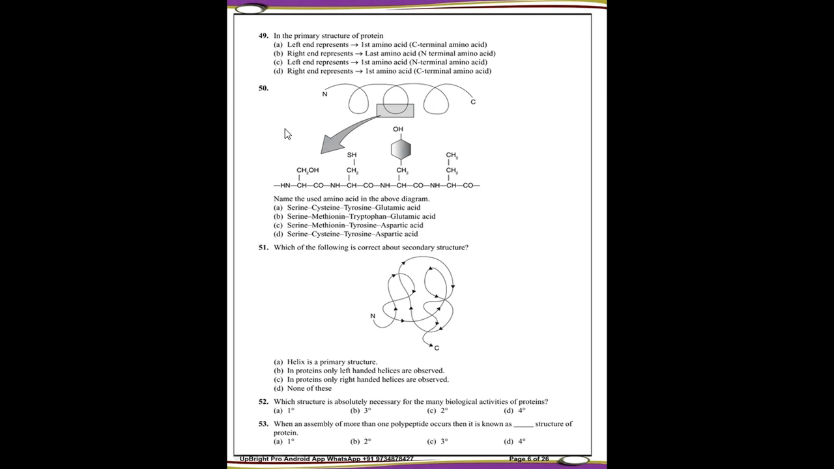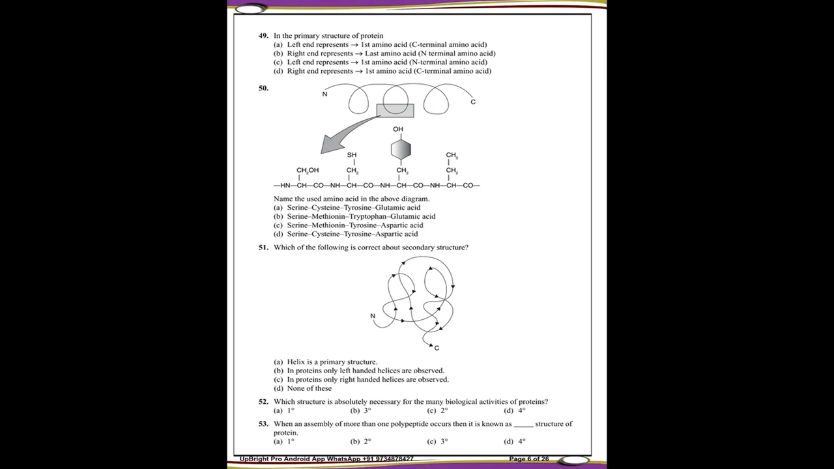Question 50. We are to name the amino acids used in the above diagram. The first side chain is that of serine. The second one is that of cysteine. So the options are between A and D. The next one is tyrosine.